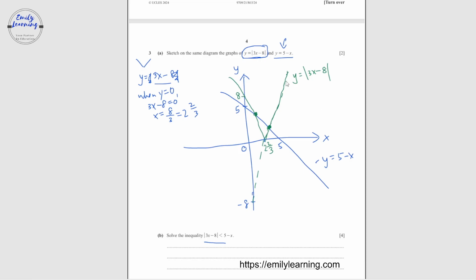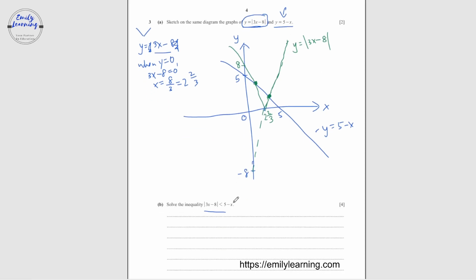Remember to label these two graphs. Now you're asked to solve the inequality where mod 3x minus 8 is lesser than 5 minus x. If you take a look at it, at which point is mod 3x minus 8 lesser than 5 minus x? Well, it is at this part, because this green graph is below the blue graph, from here to here.